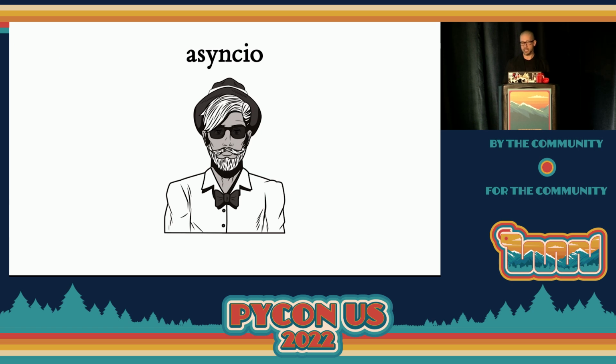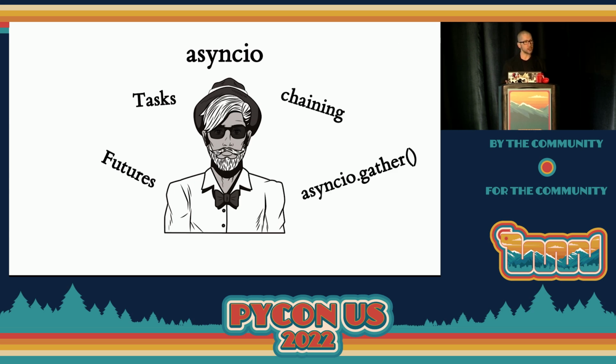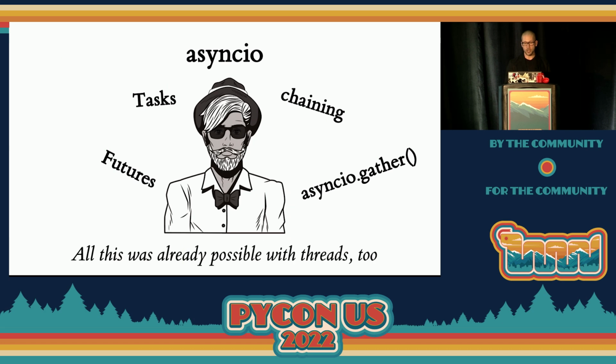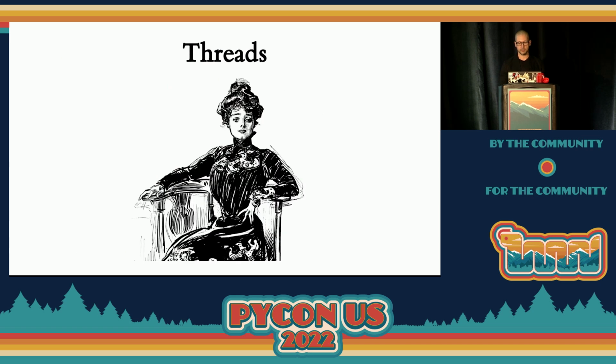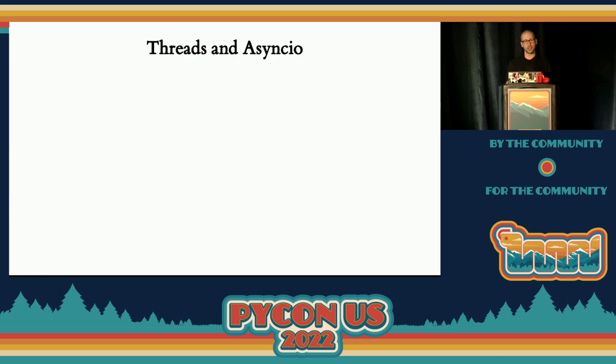Async I/O introduced a lot of Pythonistas to some advanced control flow techniques like tasks and futures, chaining, Async I/O gather. All of this was really awesome, and it was very exciting. But in the excitement, there was a message that was lost, which is that all this was already possible with threads too. Compared to Async I/O, threads seem hopelessly outdated. The cool kids will laugh at you if you use threads. Now, when should you use either threads or Async I/O?